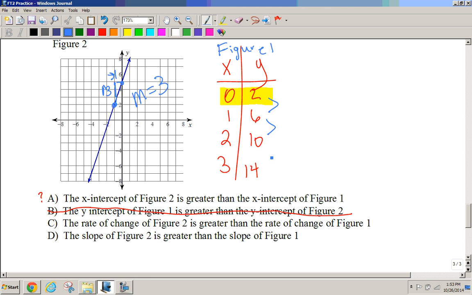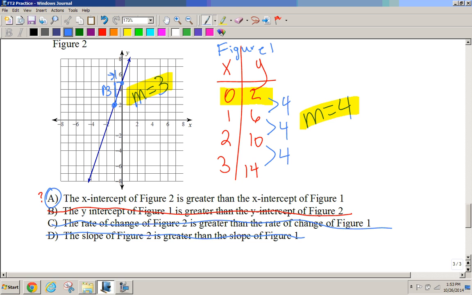Our slope on the table is our pattern here. Our rate of change and slope are the same thing. So here, our slope is 4. So it says the rate of change in Figure 2 is greater than the rate of change in Figure 1. 3 is not greater than 4. So choice C is out. Mark that out. D, the slope of Figure 2 is greater than the slope of Figure 1. Well, we just said the slope of Figure 2 is 3 and the slope of Figure 1 is 4. So that's not the right answer either. So go ahead and mark that out. That's not right. Okay? So by process of elimination, we know the right answer has to be A.